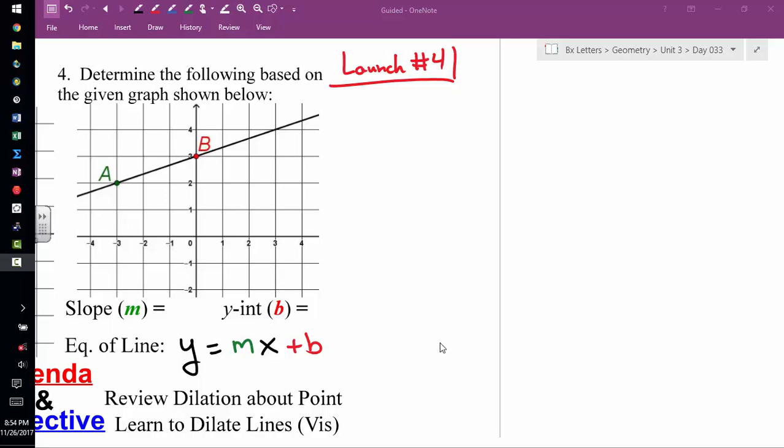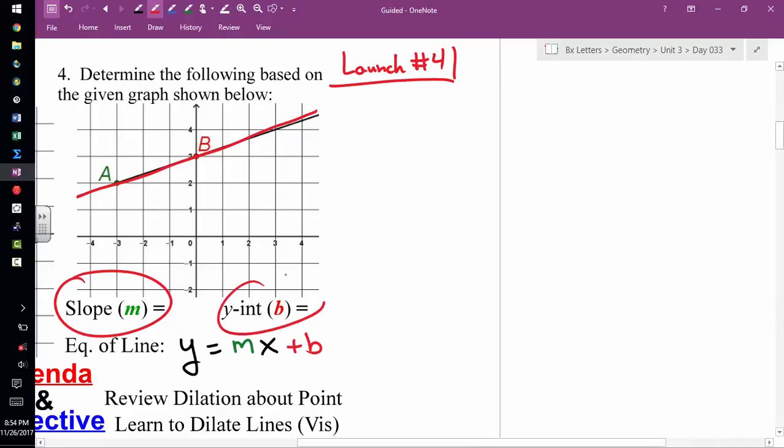All right, launch number 4. This is a review from earlier in the year and even in past grades, past algebra classes. The reason why we're going over this is you'll need to be able to look at a line and figure out the slope and y-intercept of that line in order to fill in the equation of a line.